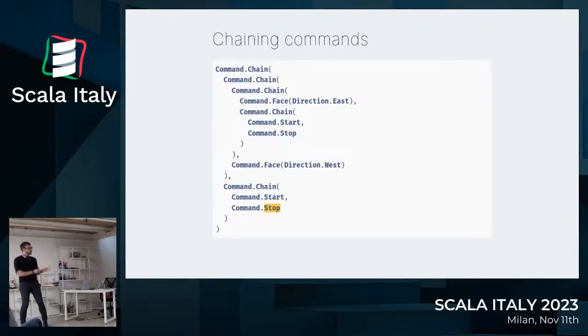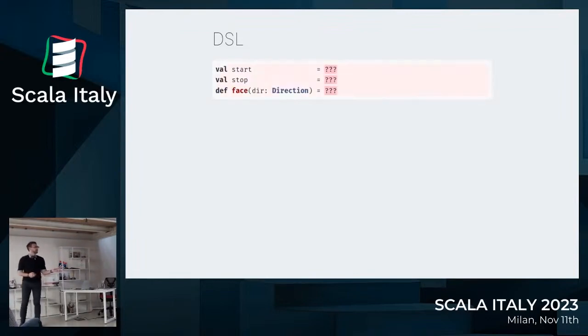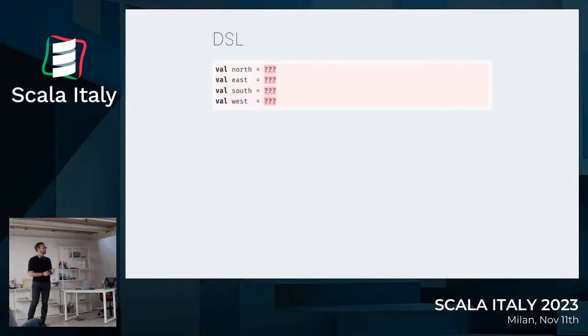So what we're going to do is what every Scala developer loves doing. We're going to write a DSL. So what I'm doing is I'm creating a new command, a new operator. Given a command, I can squiggly arrow into another command to get the composition. When you do a DSL like that, it's usually good practice to also create smaller terse aliases for the terms of the vocabulary. So here, start, stop, and face, aliases for these larger things, and similar for the directions.